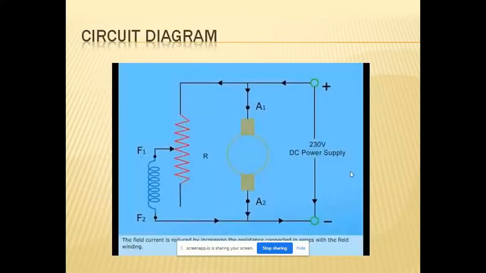Now see the circuit diagram of flux control method. This part is called armature and this part is called field. Field and armature are connected in parallel and one rheostat is connected in series with the field. Now we control the rheostat. By controlling the rheostat we can control the flux, and by flux control we control the speed of a DC shunt motor.